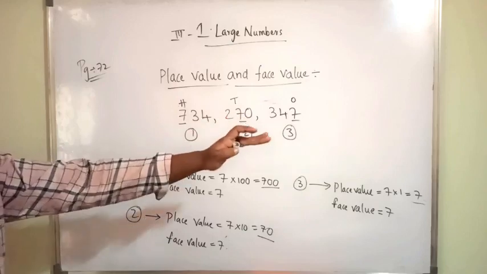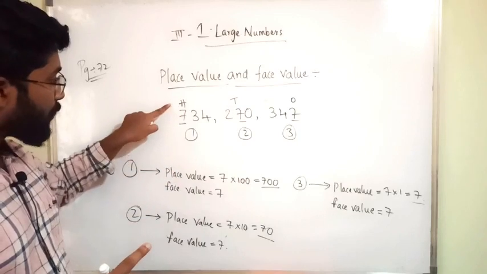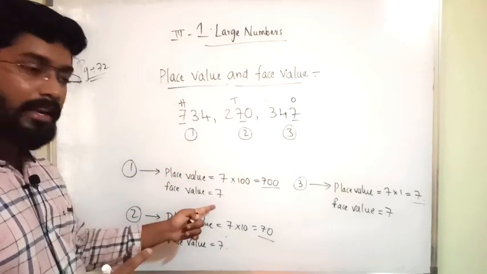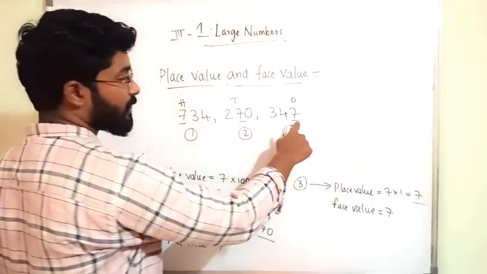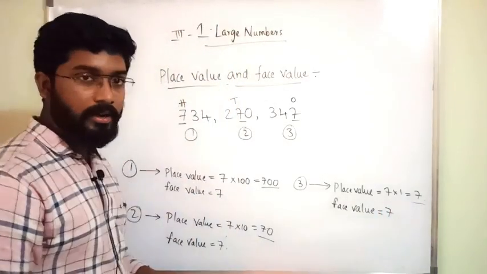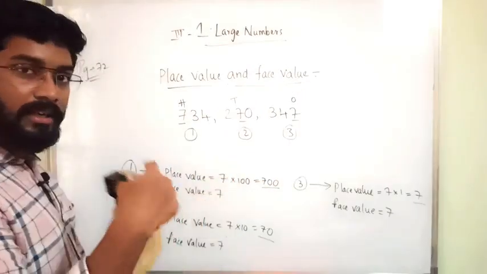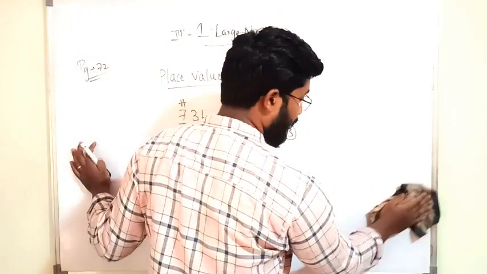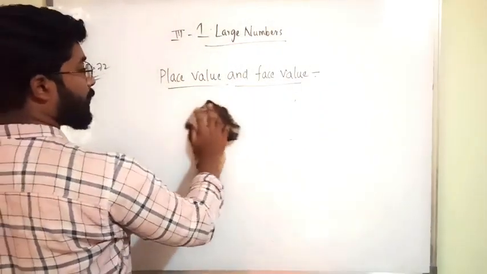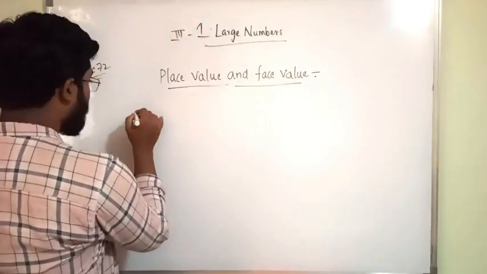Place value will depend upon the place of that digit, but face value will be the same. This 7 is in hundreds place, but face value is 7 only. This is in tens place, face value will be 7 only. This is in ones place, face value is 7 only. So place value will depend upon the place of the digit, but face value will be the digit itself. You have to understand that very clearly. This is the perfect example for discussing place value and face value. By this time you have understood, I think. Okay, so there is an example problem.